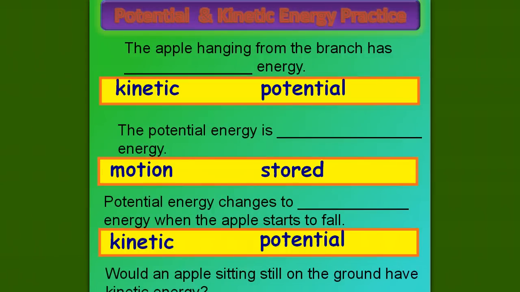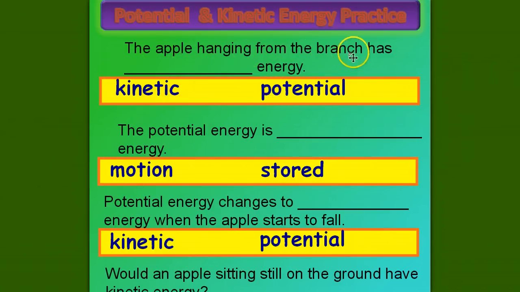All right, this is an activity where I want to show you a little bit of it, and then your teacher can go over the following ones with you, because there's a couple of practice pages here. Potential and kinetic energy practice. The apple hanging from the branch has what kind of energy? Is it kinetic or potential? Remember, kinetic means it's in movement. Potential means it's in position.